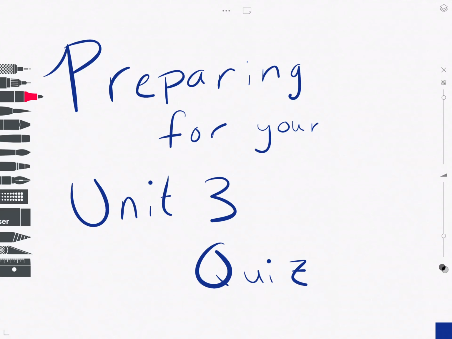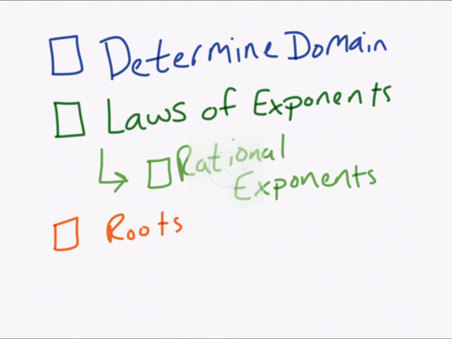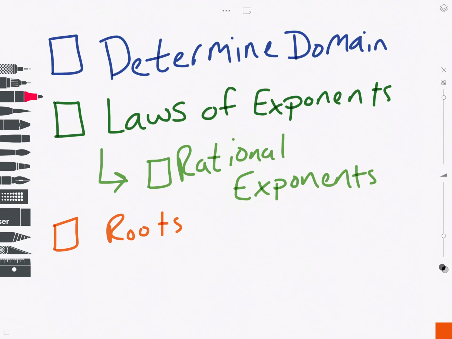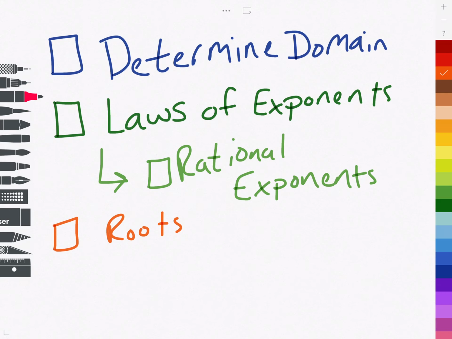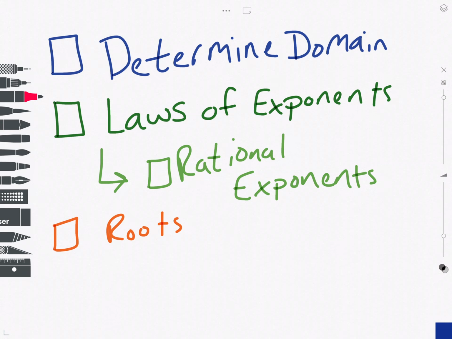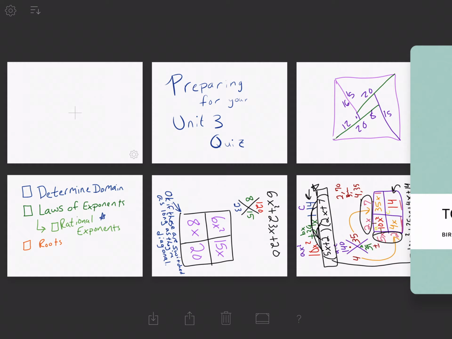All right, hey everybody. This video is to help you prepare for your Unit 3 quiz. So I went through your quiz and I made a checklist of everything you need to be able to do. So you need to be able to determine domain, use laws of exponents. One thing that I didn't cover a super lot in my last video is rational exponents, so that's what this will mostly be on, and then just finding roots. So let's start with determining domain though.